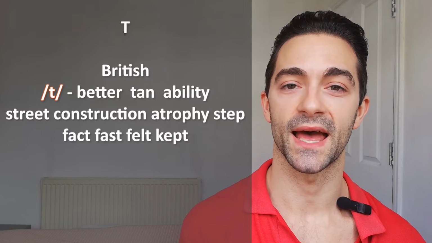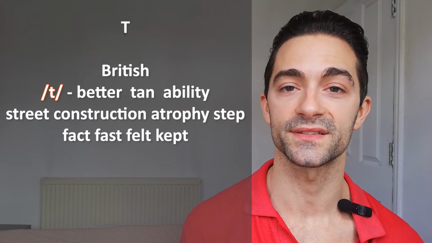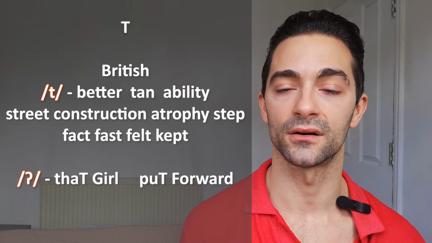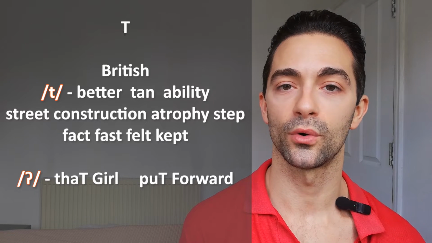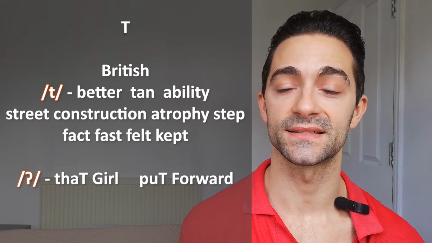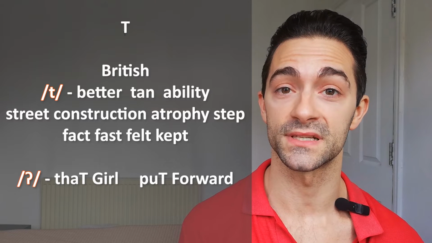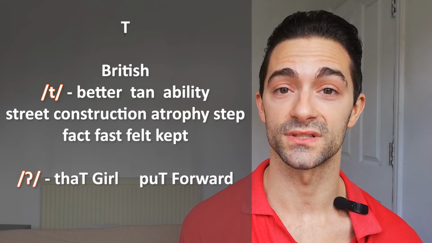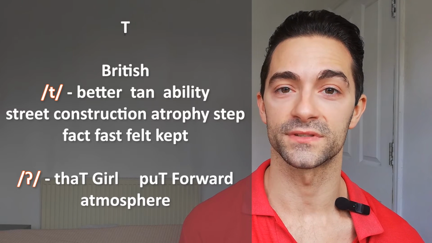We pronounce it as a glottal stop when T appears before a word that starts with a consonant. We don't say that girl with a full T, we say it with a glottal stop. We don't say put forward with a full T, we say it with a glottal stop. And the same happens inside the same word when T appears before a consonant that is not part of a consonant cluster that we mentioned earlier. We don't say atmosphere with a full T, we say it with a glottal stop.